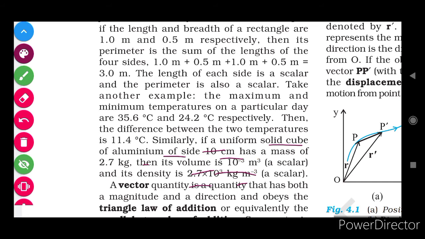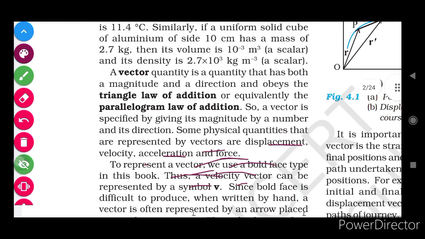So this is also one example, because volume and density are all scalar quantities. There is no involvement of direction. So these are some examples of scalars, but what we will be more interested in is vectors.